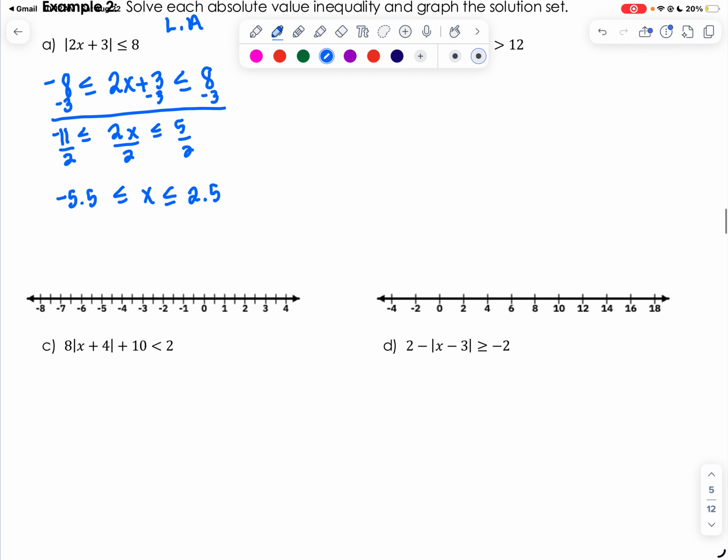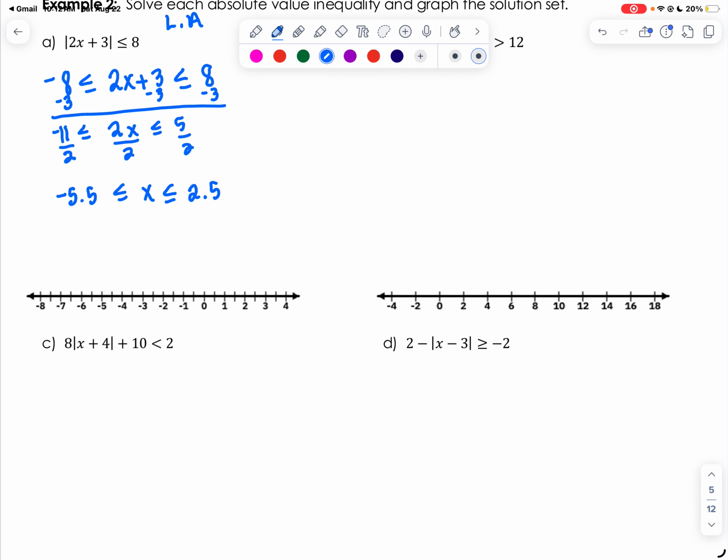All right, so my solution is x is greater than or equal to negative 5.5, and x is less than or equal to 2.5. So I'm going to put a filled in circle at negative 5.5, a filled in circle at 2.5, and all the numbers in between those two are said to be solutions to the inequality. So let me box in my algebraic solution, and then here's my graphic solution.